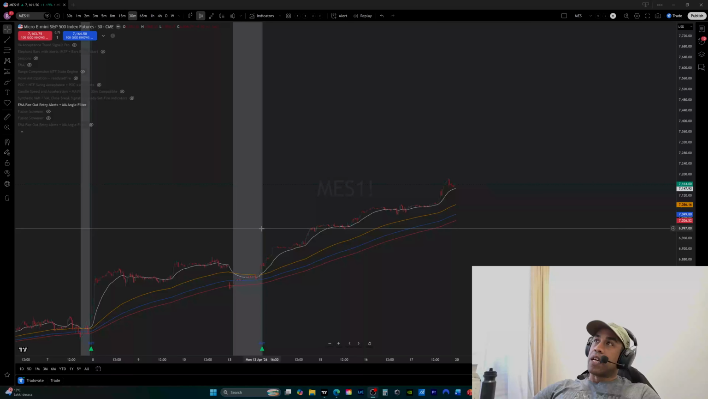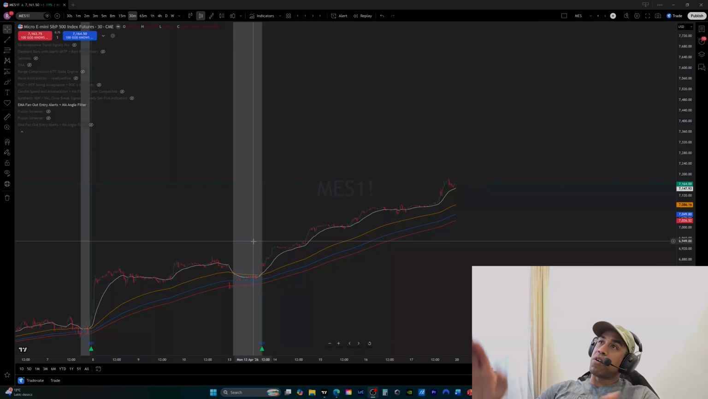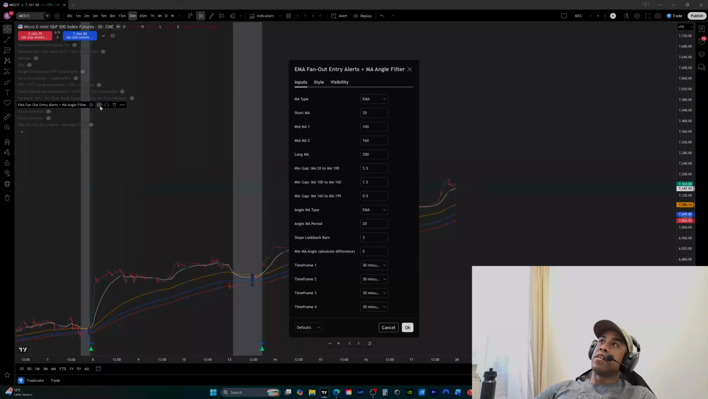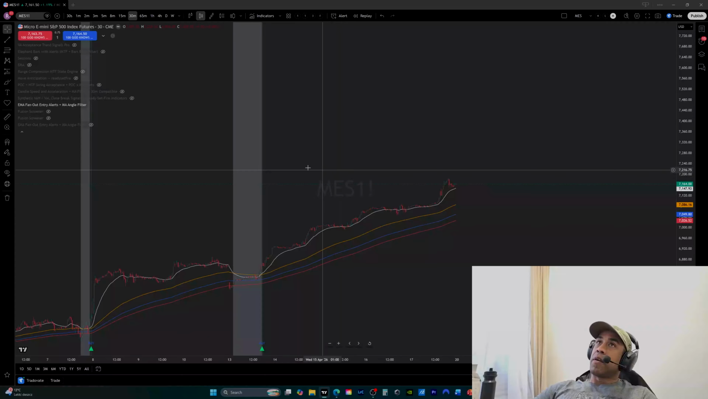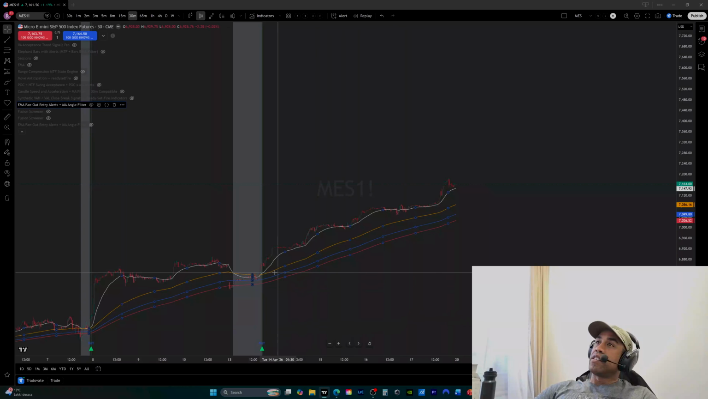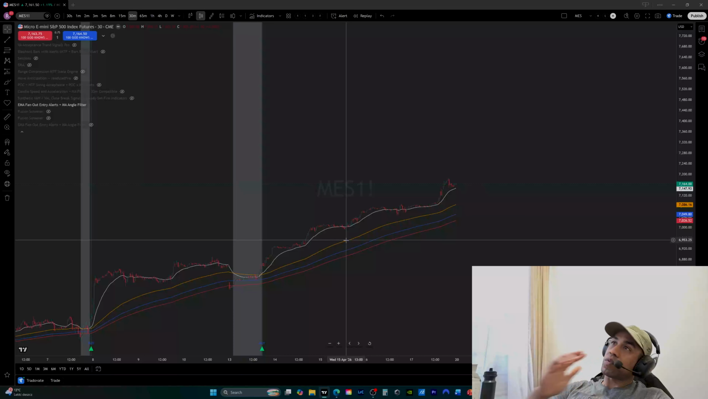Okay, what it does is basically it looks for the EMAs when they're fanned out, right? They're opening, like over here in this case. And you can choose whichever EMA you want and the type of moving average, whichever moving average and different types. On this one right here, I have the EMA, I think it's 20, 100, 160, and 200. This is for long move, like long term, right?